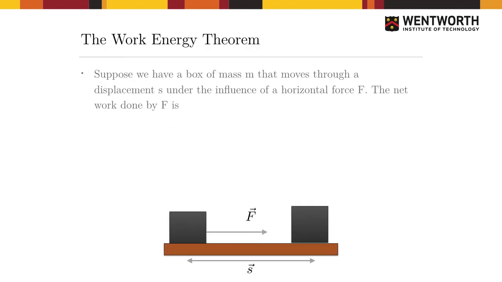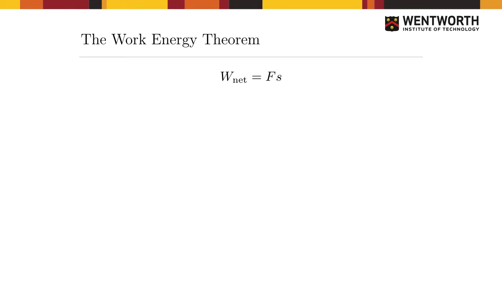Let's do a little thought experiment. Suppose we have a constant force acting on a box through a displacement s. The force is exactly parallel to the displacement, which is directed along the positive x-axis. The work done by this force is just given by our definition of work, Fs cosine theta. However, in this situation, the angle between the force and the displacement is 0, and the cosine of 0 is equal to 1, so we can get rid of that cosine term. Therefore, the work done is just F times s.